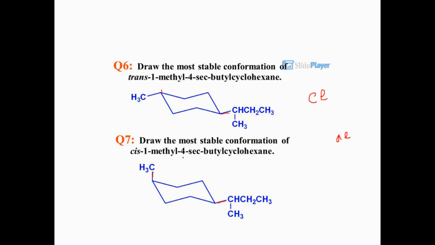Next, draw the most stable conformation of cis 1-methyl-4-secondary-butylcyclohexane. In the case of 1,4-disubstituted cyclohexane, the cis form is axial-equatorial. Here there are two groups, a methyl group and a secondary butyl group. The secondary butyl group is bulky compared to the methyl group. Whenever a bulky group is present, we give the preferred equatorial position to the bulky group. So we place the methyl group axial and the secondary butyl group, the bulky group, on the equatorial position, and it will be the most stable conformation.